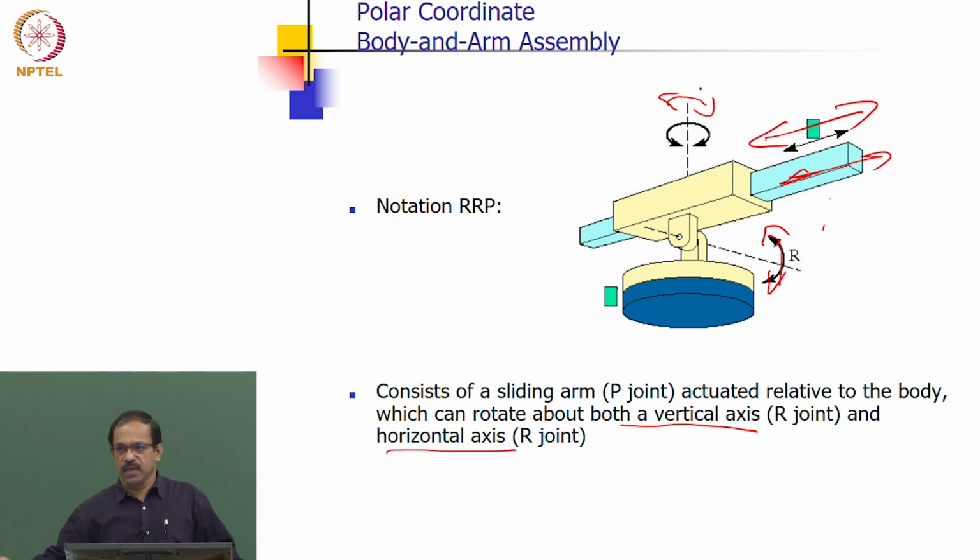So r and theta will be the positioning that you can use, and then phi will give you the y dimension also. I mean xyz coordinates can be obtained by these 3 joints. If this is the wrist point, then we can see that the wrist point can be placed in a 3-dimensional space using the R, R and P configuration. So that is basically the polar coordinate body and arm assembly. Not a very popular configuration, but for a very specific application you may find this useful. We will look at that.